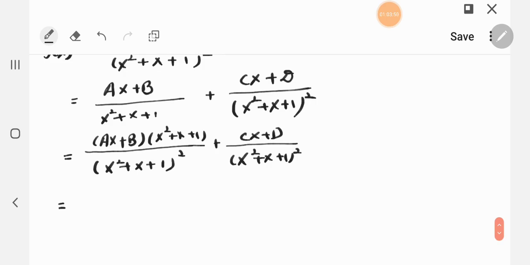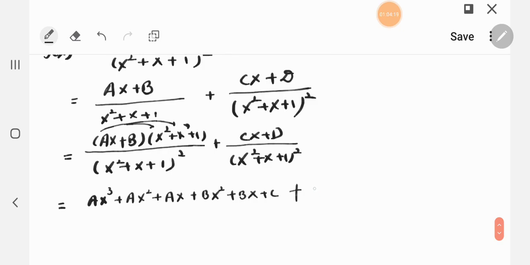Distribute. So ax can multiply like this. We will distribute, so there will be ax cubed plus ax squared plus ax, and then multiply b. So plus bx squared plus bx, plus cx, and finally plus d, and the denominator is x squared plus x plus 1 squared.